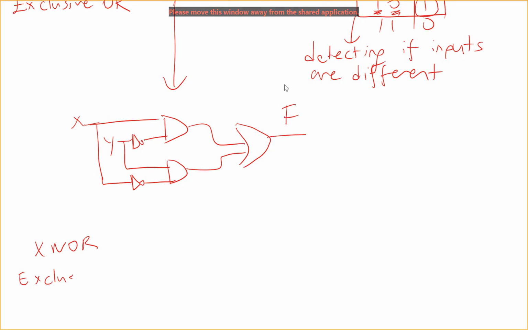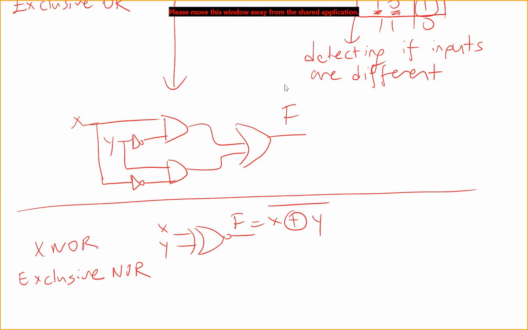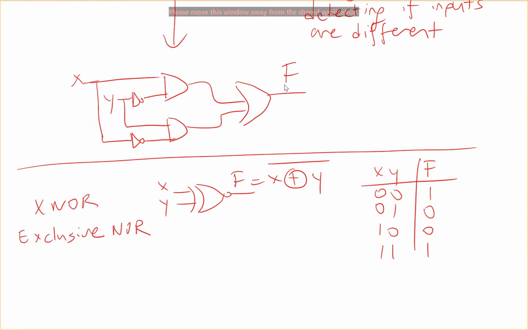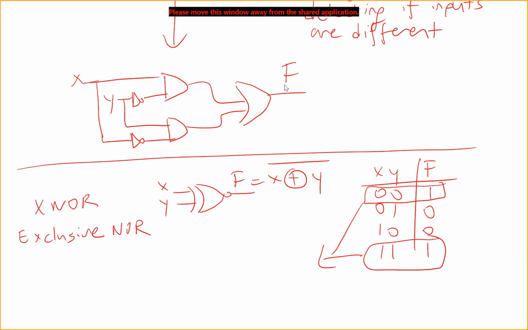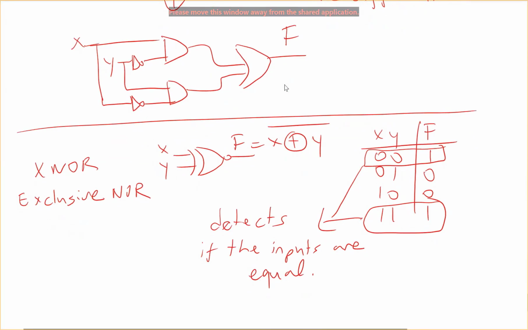The final function which is important for us is exclusive NOR, or XNOR function. This is the gate representation for the XNOR. This is how we specify it using a Boolean function, and this is the truth table. The importance of this XNOR is, as you see, it detects if the inputs are equal. So in a circuit, if you need to find out if the inputs are equal or not, you can use these XNOR and XOR gates.